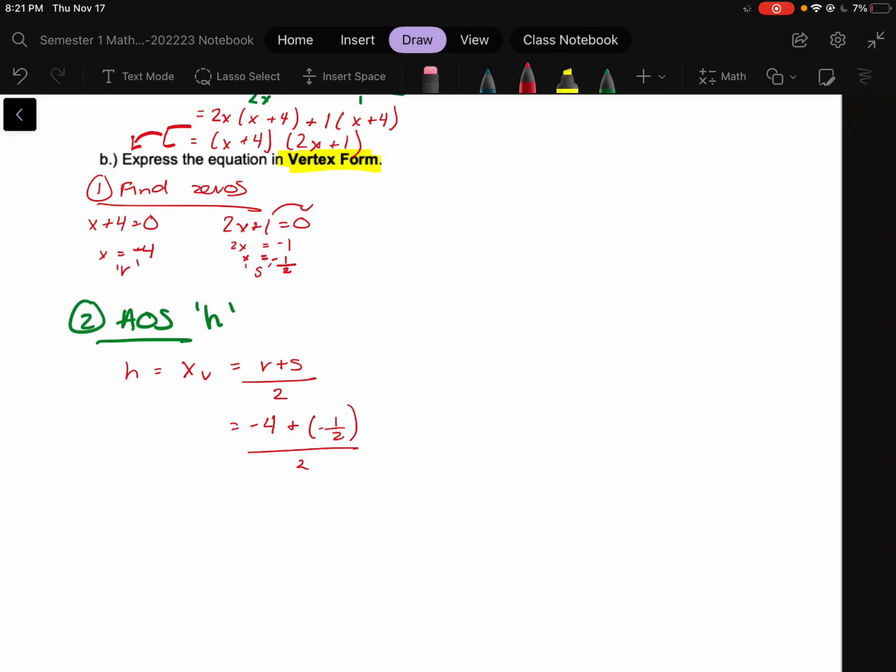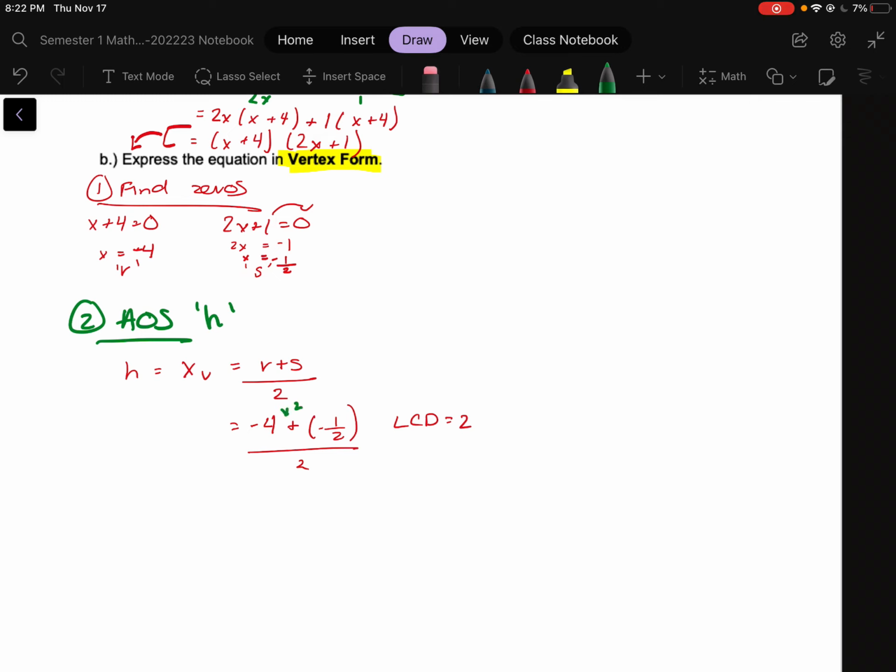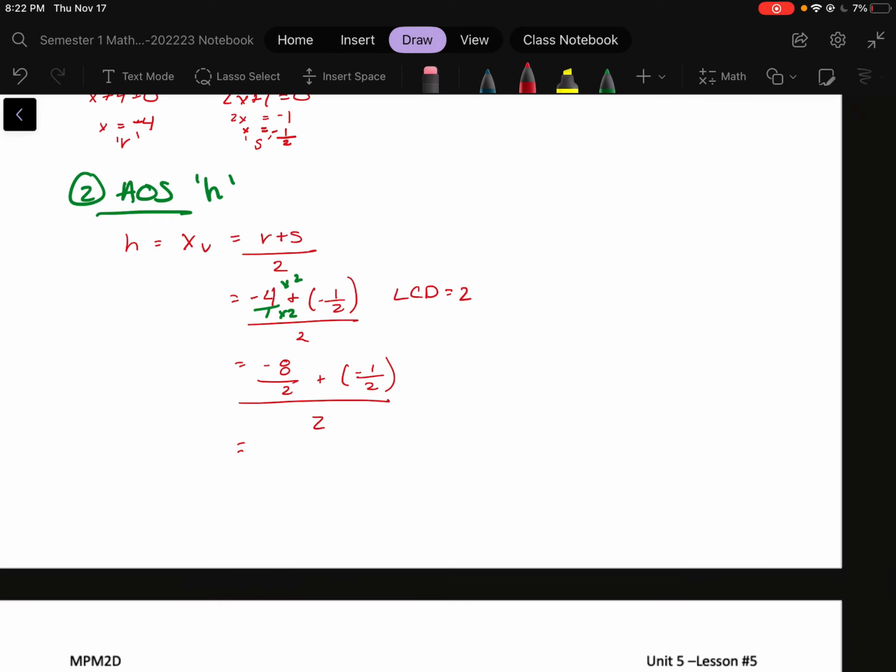So what we have to do here is find our lowest common denominator, which is going to be 2. So we have to multiply the top by 2 here. And we have to multiply, because it's always over 1, the bottom by 2. And that is going to give us -8 over 2 plus -1 over 2. So both of them have a denominator of 2 divided by 2. If we add -8 plus -1, we'll get -9 over 2 divided by 2.